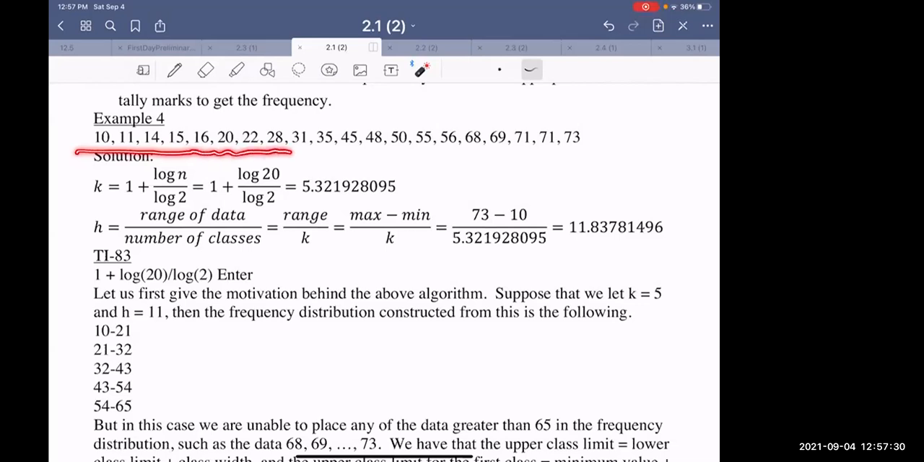10, 11, 14, 15, 16, 20, 22, 28, 31, 35, 45, 48, 50, 55, 56, 68, 69, 71, 71, 73.